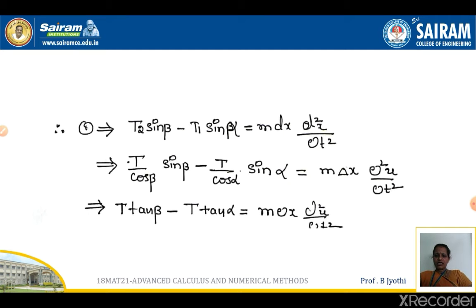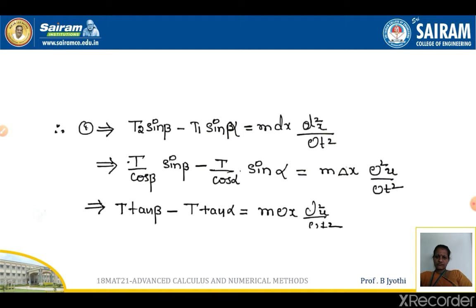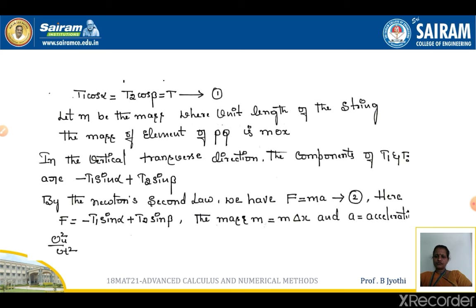And we have the force as minus T1 sin alpha plus T2 sin beta. That is, in the transverse direction, the components of T1, T2 are this one. So the force will be this one. And the mass is m into delta x. And the acceleration is given by dou square u by dou t square. So we have F is equal to mass into acceleration. Therefore, T2 sin beta minus T1 sin alpha, because the force, you can see, is minus T1 sin alpha plus T2 sin beta, writing the positive term in the beginning.